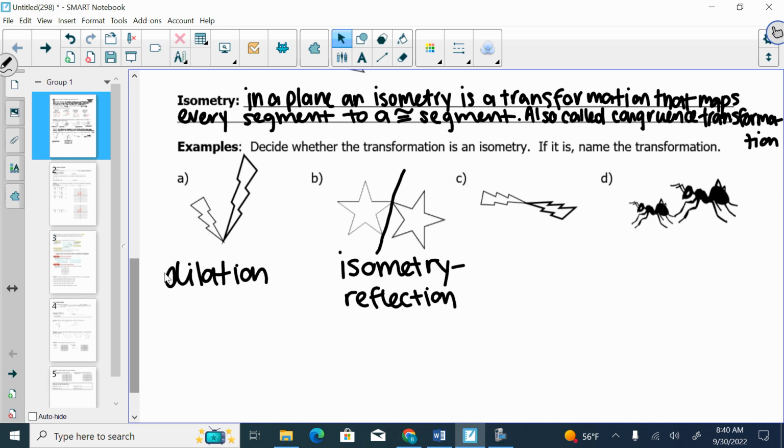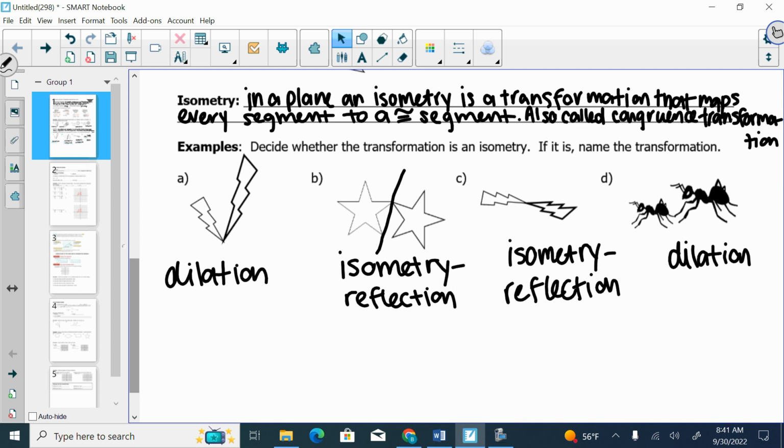All right, what about C? It is isometry. And this one would also be reflection. Good. All right, and what about the ants? Dilation as well. All right.